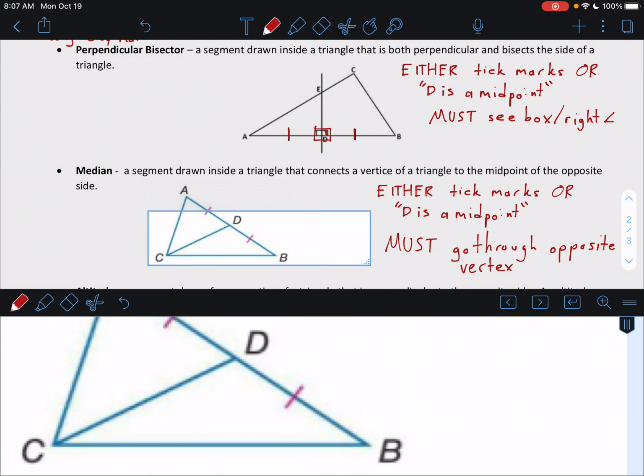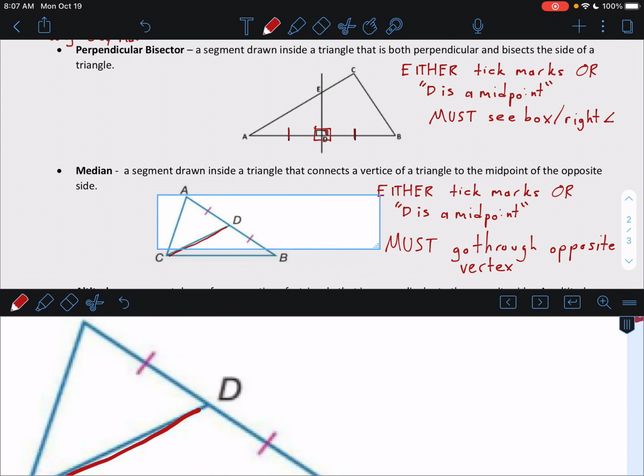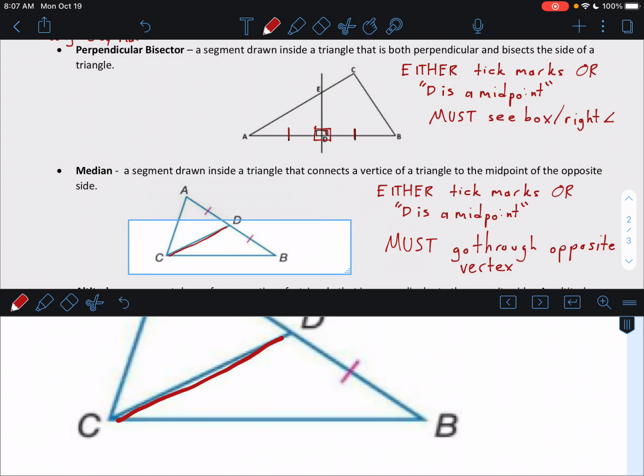So we see that this median, this CD, goes through that point C. It bisects the segment AB and it goes through C.